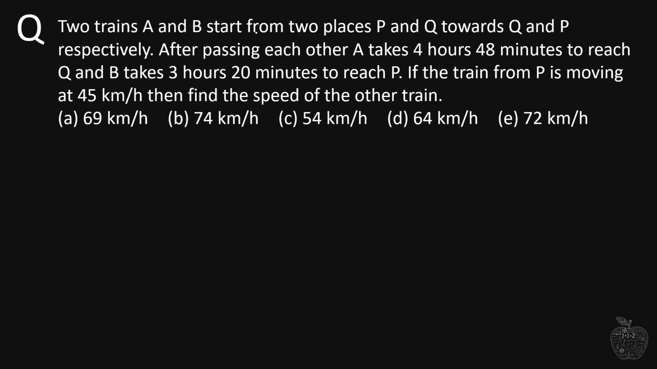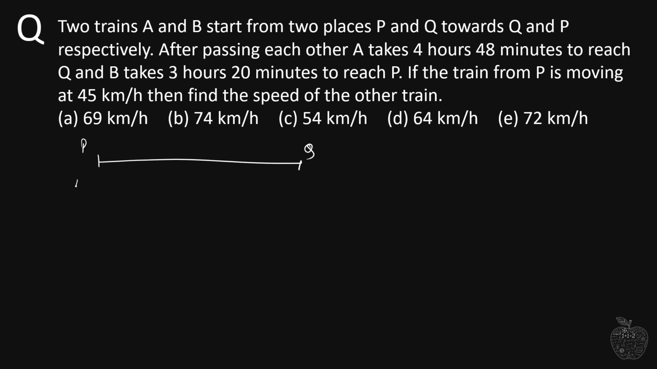Two trains A and B start from two places P and Q towards Q and P respectively. After passing each other, A takes 4 hours 48 minutes to reach Q and B takes 3 hours 20 minutes to reach P. If the train from P is moving at 45 kilometers per hour, then find the speed of the other train.